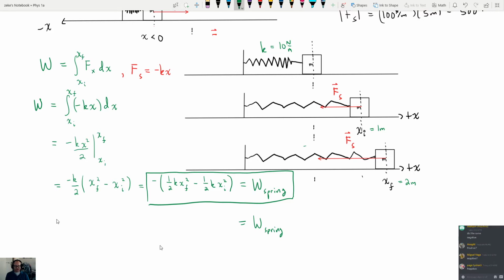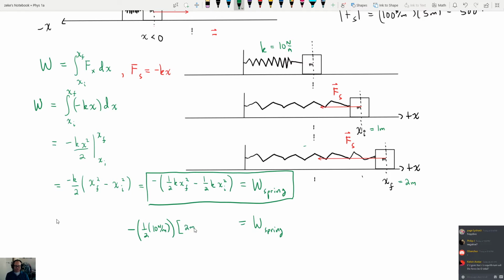Positive, negative? Okay, let's see what happens. So it's going to be the negative of 1/2 of k, which is 10. I'm just going to factor the 1/2 k out of all of this, multiplied by x final squared minus x initial squared.